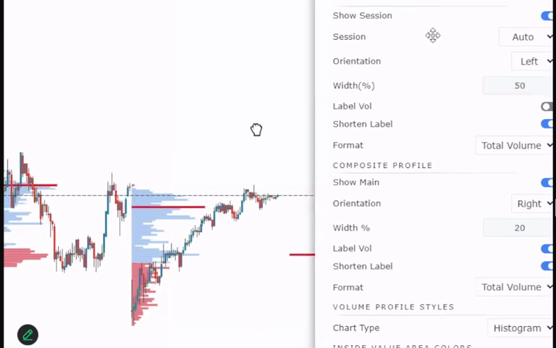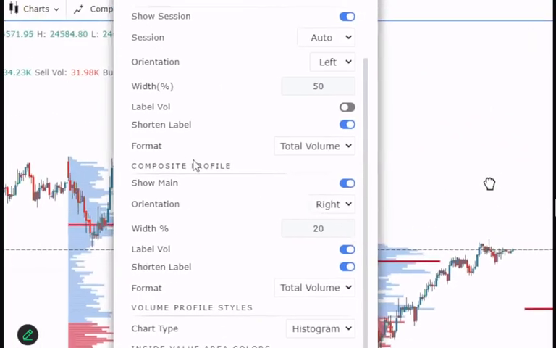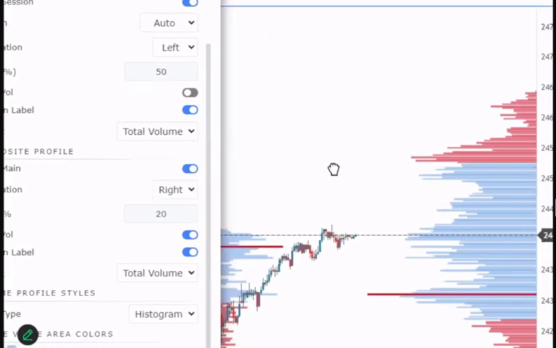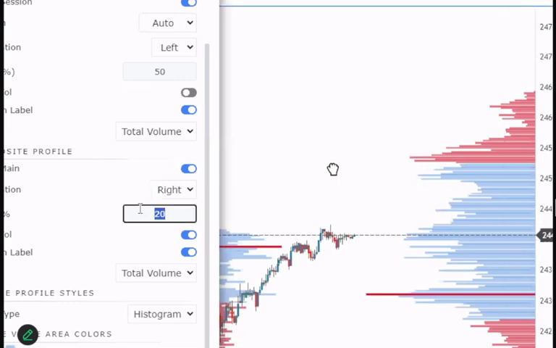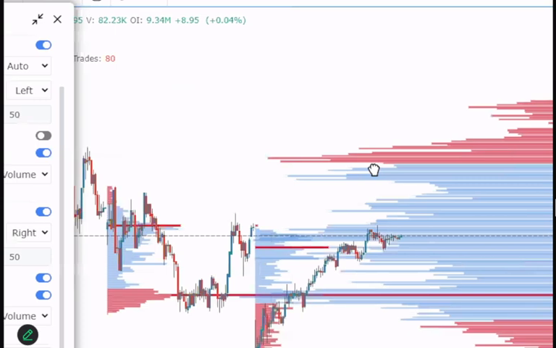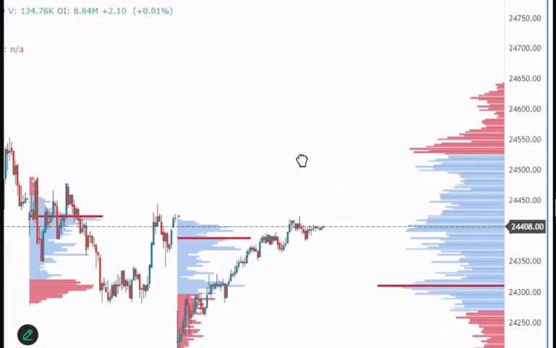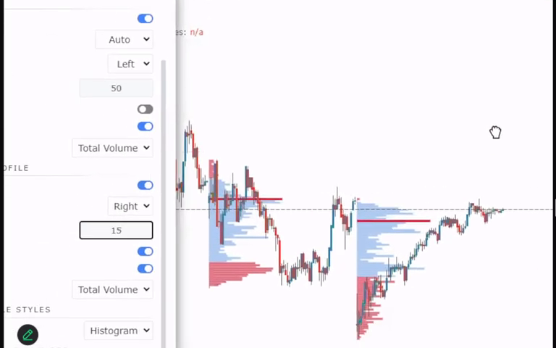Okay. Composite profile information. Now this is the main profile information on the session. The second section is the composite, which is this profile. Here I've kept it at 20%. If I increase it, it will cover more chart area, and I don't want it to overlap my entire chart area. So you can keep it at 10, 15 or 20% just to keep your charts clean. But the information is the same.